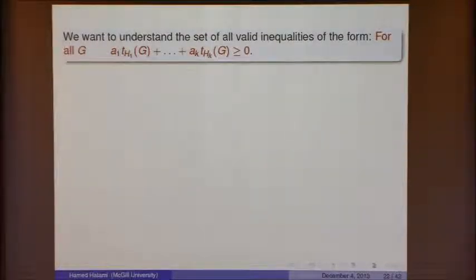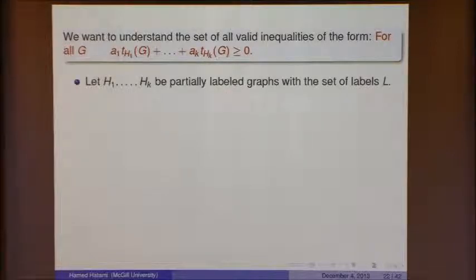So as I said, the whole thing we are looking at are these linear inequalities between homomorphism densities, and we want to see when they are valid for all graphs G. For example, Goodman's bound, we saw that before. That's something which is valid for all graphs. Okay, so let's see how we can prove such an inequality. I'm going to give you a way of proving those.